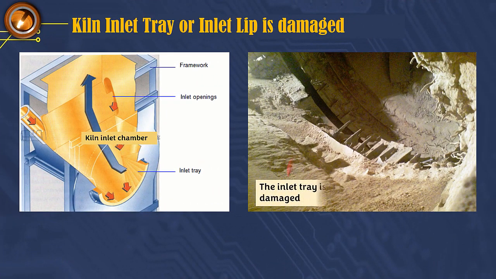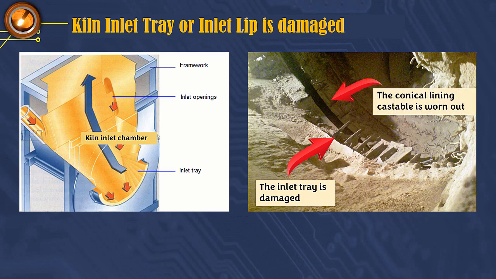Kiln inlet tray or inlet lip is damaged. Damage to the inlet tray or material entry lip into the rotary kiln also causes material to exit through the kiln inlet seal. Likewise with the conical kiln inlet, where the castable layer is worn out, so that the material easily enters the seal cavity, and then exits through the kiln inlet seal gap.